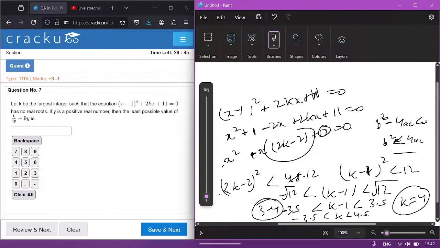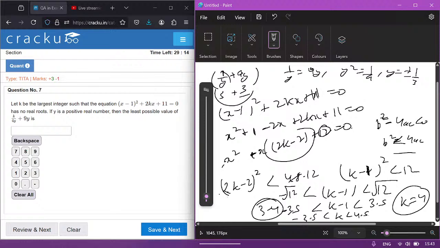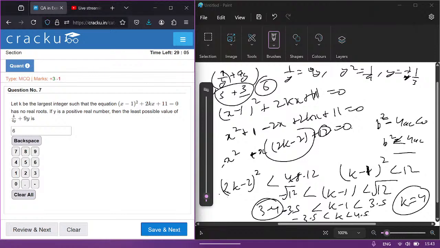So k is 4. So what is our equation? Because k is 4, k by 4y will become 1 by y plus 9y. So we have to minimize this. So we will simply put 1 by y is equal to 9y. y square we will get 1 by 9. y we will get plus minus 1 by 3. Sorry, am I doing this right? Yeah, plus minus 1 by 3. Because you have to calculate the least value, we'll just put 1 by 3 here. So this will become 3 plus 1 by 3 times 9, so this will become 3, 6. 6 should be the answer because y is positive, so we cannot take minus, right? So 6 is the answer.